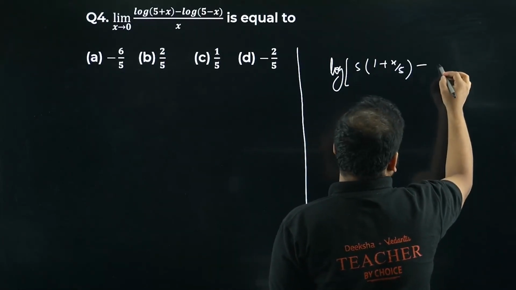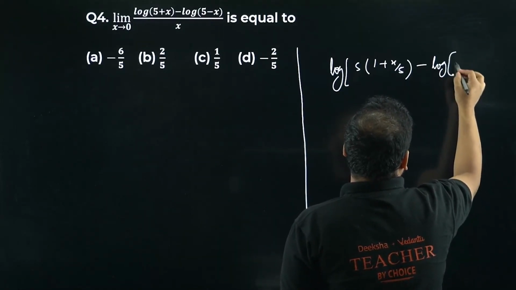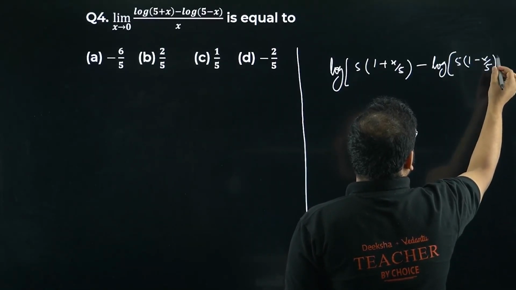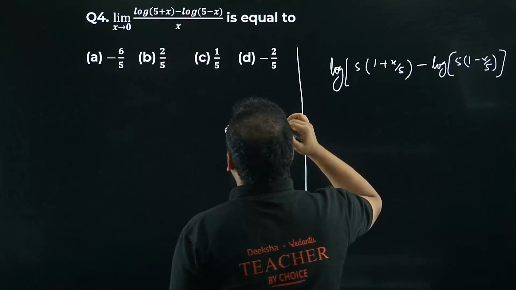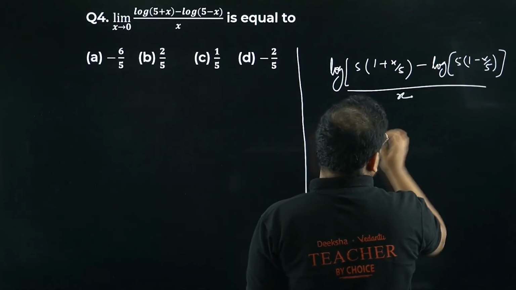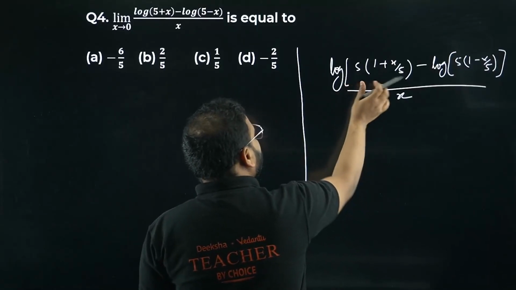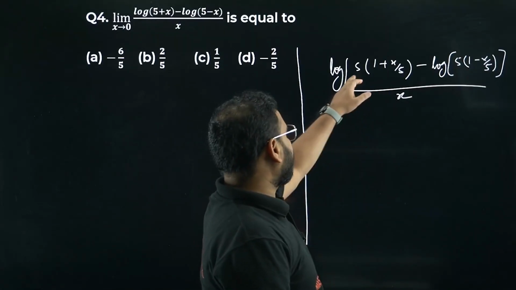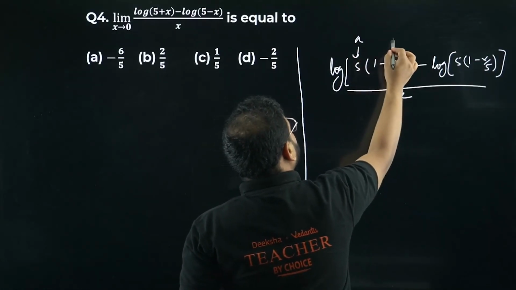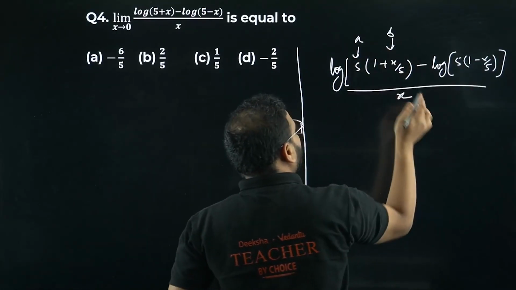Minus, same thing. I take here 5 common. It will become 1 minus x upon 5. This will be as it is. I have x over here. Now log a into b will become log a plus log b. This part is a, this part is b. So it will become log a plus b.